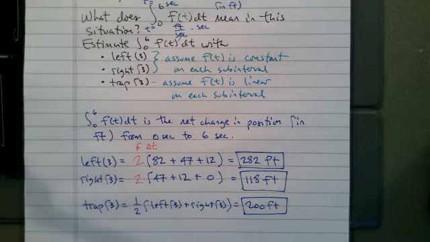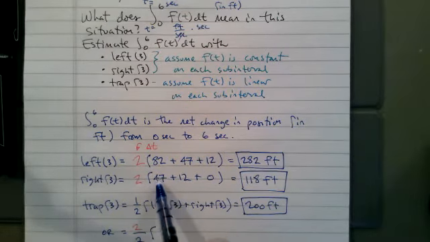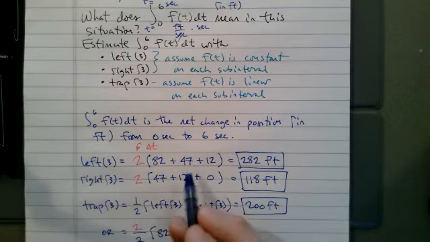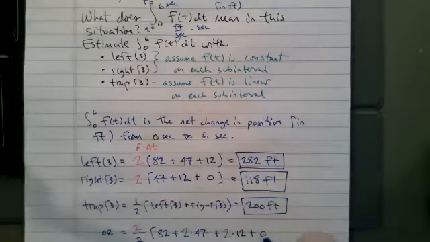So to do that, we take the delta t and divide it by 2. That's the averaging part. And we're just adding the left and the right together. So we'll have 82. We'll have 2 copies of 47. We'll have 2 copies of 12. And 1 0.